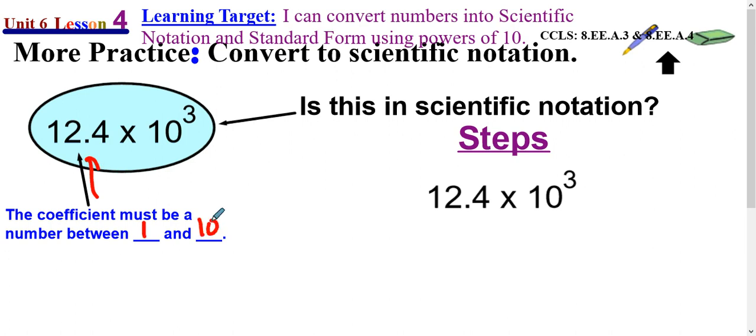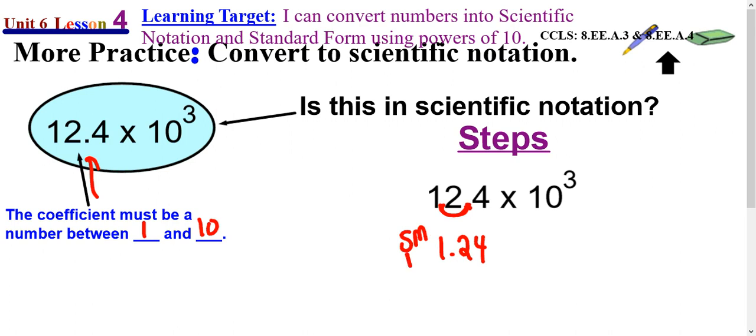There are different ways to do this, but by hand, it's pretty easy to deal with here. So you have a couple of steps that you're going to do. Obviously, to make this a number between 1 and 10, you have to move it over to the left. So it becomes 1.24.